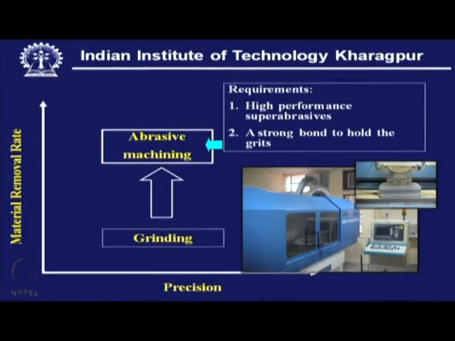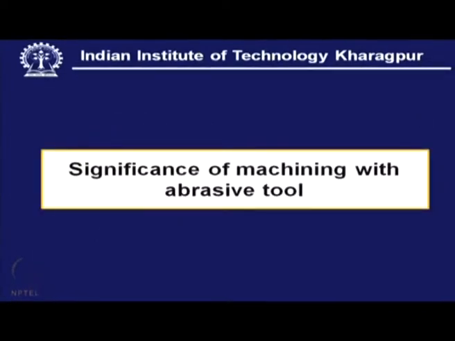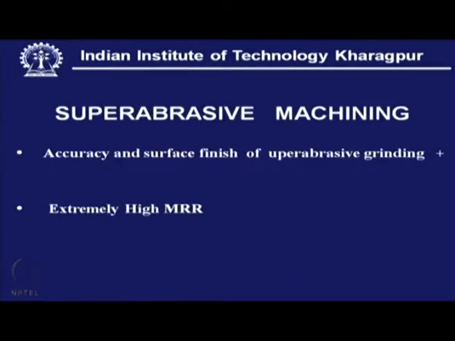Now, here obviously high performance super abrasive means it must have extraordinary wear resistance, high temperature stability, chemical inertness and adequate toughness. And we know already that conventional abrasive, aluminum oxide and silicon carbide, those cannot be the best candidate for this abrasive machining purpose. So, we have to really look for some kind of grit material which is suitable for this abrasive machining.